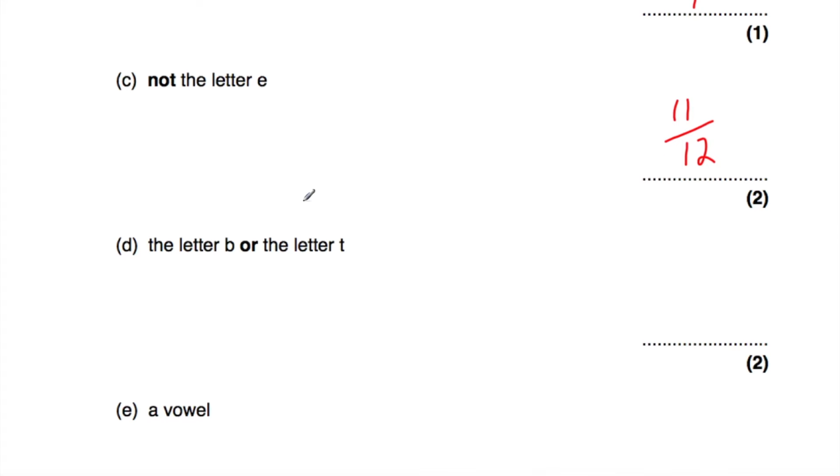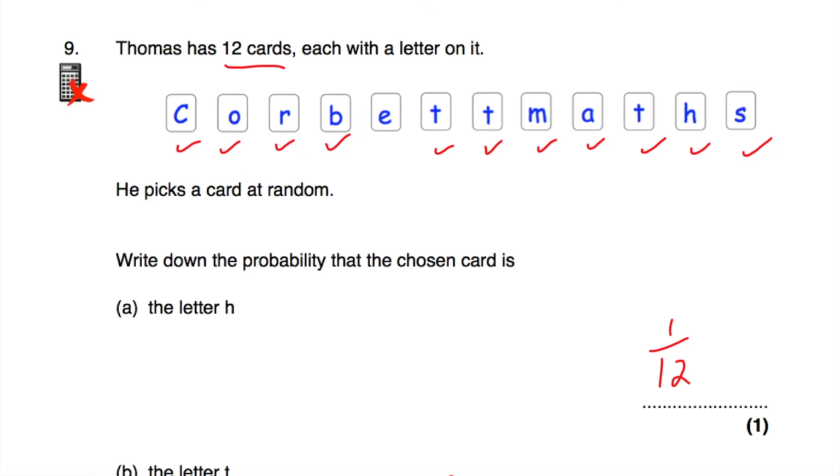Okay, the next one, part D. Part D says the letter B or the letter T. So let's go up here. So we want to find the probability of picking a B or T. So let's rub those out. And we're looking for B's or T's. Well, there's a B, there's a T, there's a T, and there's a T.